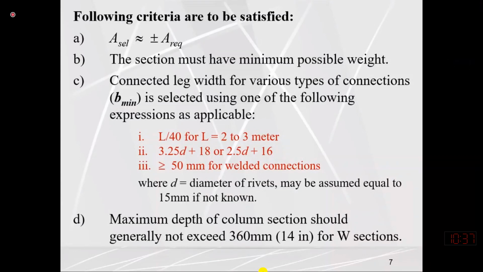But along with that, there might be another issue. If the depth is more, then the web may be thin and the flanges may also be thin. So that may cause local flange buckling and local web buckling. So it is preferable that we should not select a section whose depth is more than 360 millimeters or 14 inch in W section.